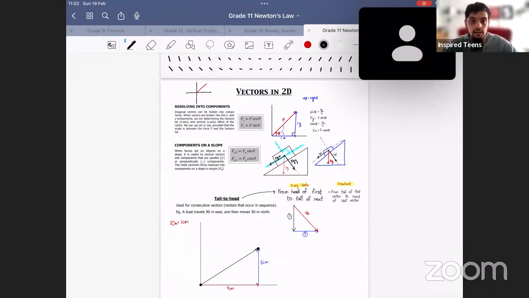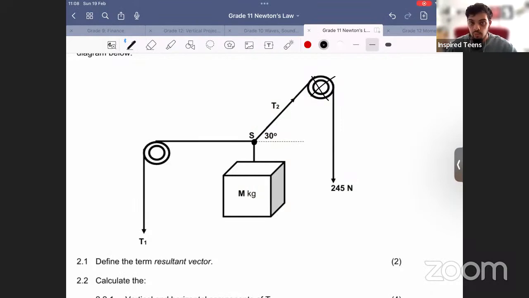It is not on my screen. Is the screen frozen? We can't see. Apologize. On my end, it was sharing, but it was frozen on your end. Okay, can we see now?